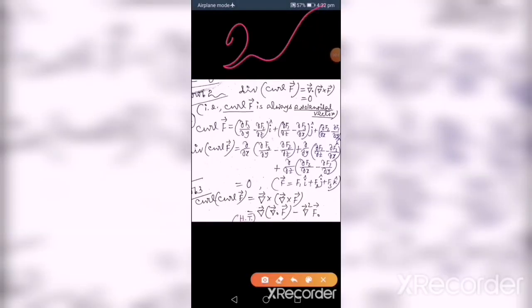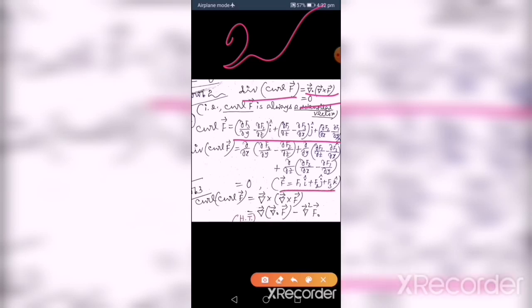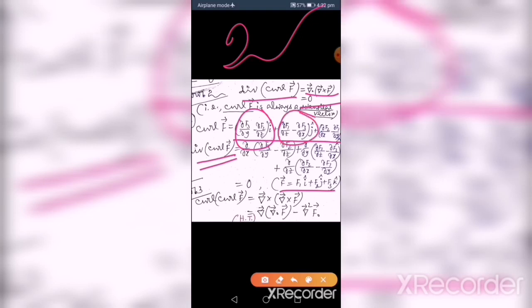Problem 2. Divergence of curl f, that is del dot del cross f equal to 0. We have already derived curl f, where f is equal to f1 i plus f2 j plus f3 k. Therefore, divergence of curl f equal to del/del x of the first term plus del/del y of the second term plus del/del z of the third term, which gives 0 after simplification. So divergence of curl f equal to 0.